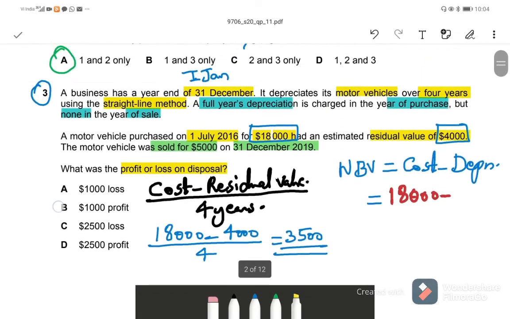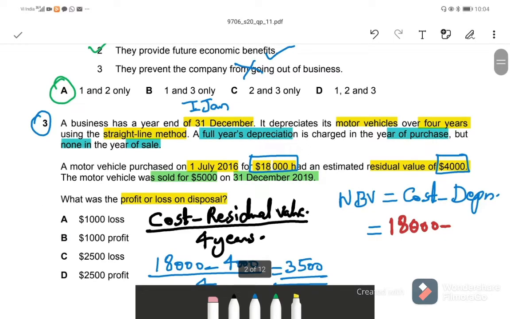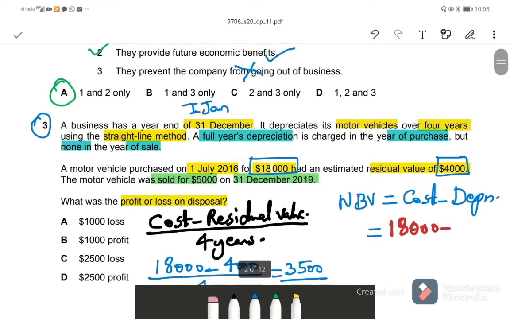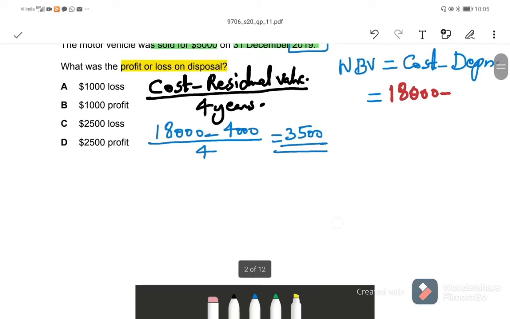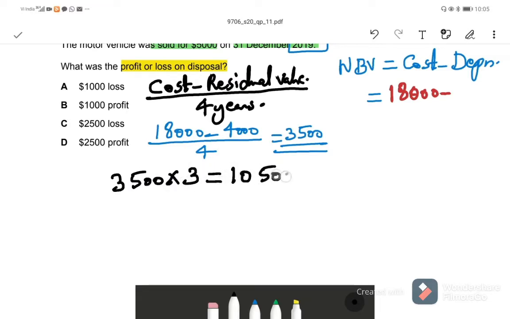How many years was the motor vehicle used in the business? Motor vehicle purchased in 2016, while it was sold in 2019. 16 to 19, how many years are there? 16, 17, 18, 19. 4 years are there. But as per the business policy, no depreciation is calculated in the year of sale. So we calculate the depreciation only for 3 years. So 3 years depreciation is equal to 3,500 multiplied by 3 is equal to 10,500.